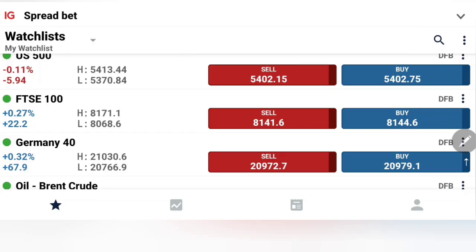In this one update, we'll try to find out our trading levels. We'll try to find out the strategy. We'll try to find out how we can profit today. This is the first update for the day.